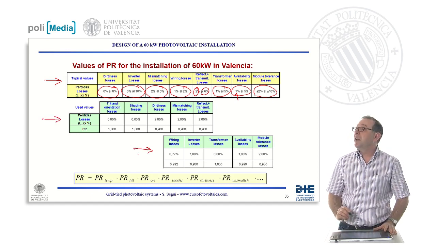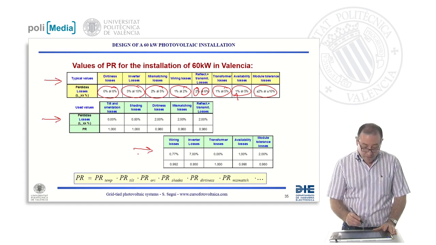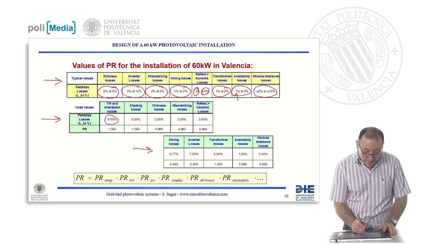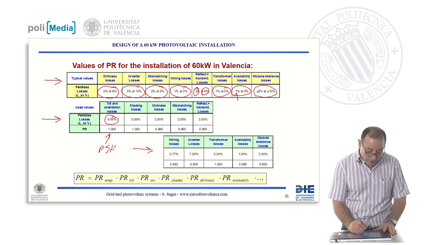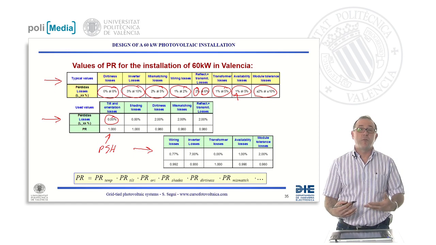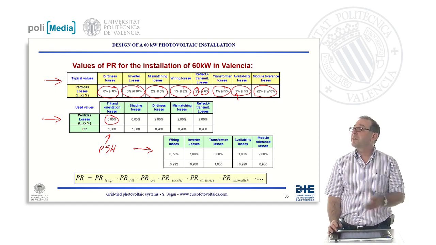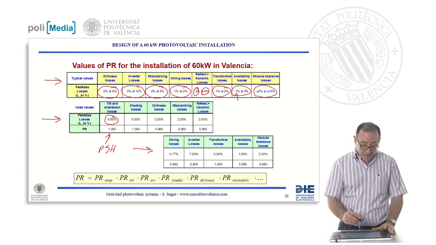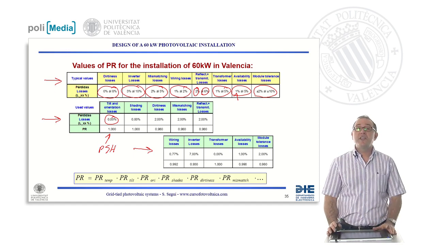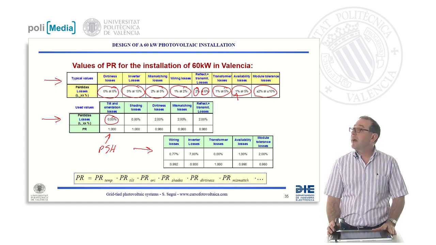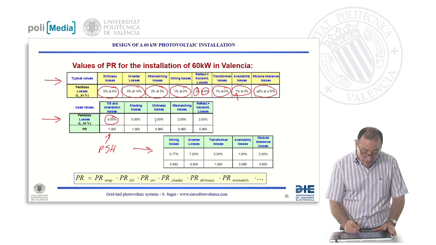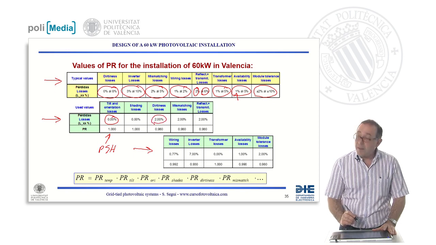As you can see, we are using tilt and orientation losses of 0% because we are going to use the peak sun hours that correspond to the characteristics of our plant. So in this case, we have to consider 0% for this factor. Also, we are not including shading in the photovoltaic field. The dirtiness losses are a common value of 2%.